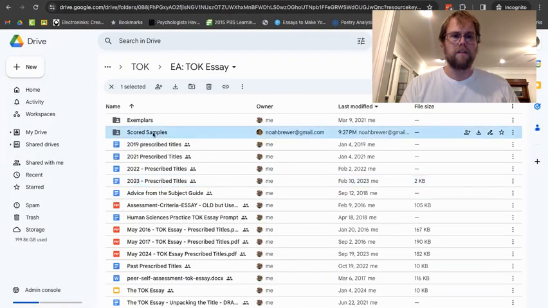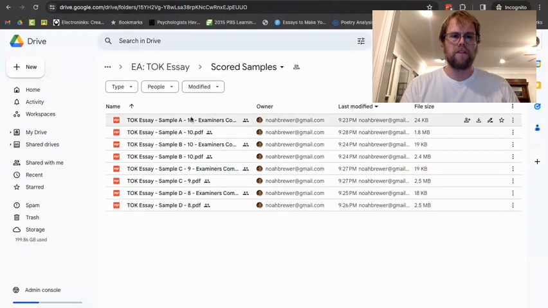I linked these scored samples. I just pulled a few of them, but there are 4 here: 2 10s, that's perfect scores, 1 9 and 1 8. So you can feel free to look at those essays, and also the examiner's comments, some of which are less useful, but they give you an idea of what examiners are looking for.